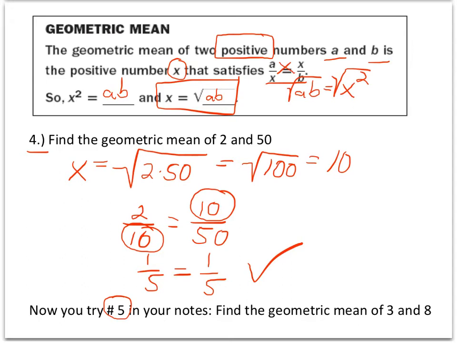And just a little heads up, it's okay to get a decimal in this case. Notice that the square root of 100 this time was a nice pretty 10. When you work out number 5, you might not end up with that.